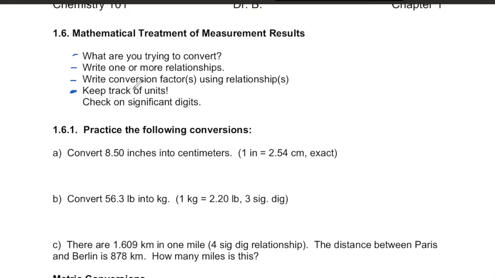As you're doing the problem, keep the units next to all of the numbers. Don't just work with the numbers and then put the right unit on at the end. If you look at what the units are doing, you can catch mistakes. And then at the end, you can check on what your significant digits should be.